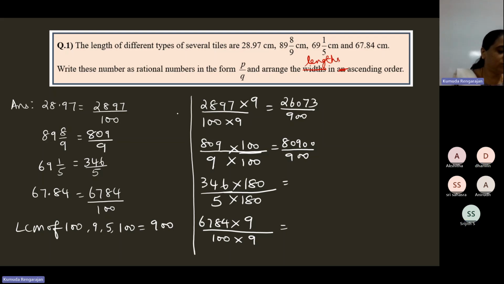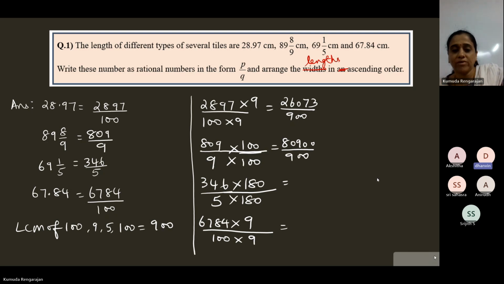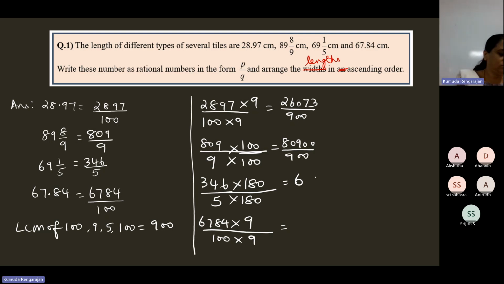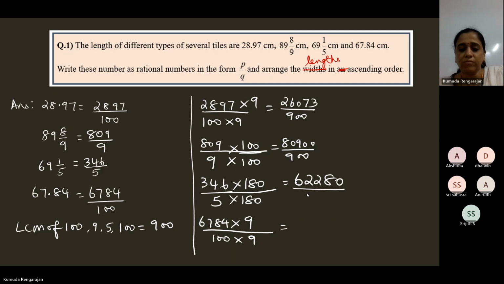Dhanvin, I hope you did not use a calculator. Ma'am, no, ma'am. Okay, good. 64800. 346 into 180, I am using a calculator. And my calculator says 62280. Okay, ma'am, I'll check. The last one, children.